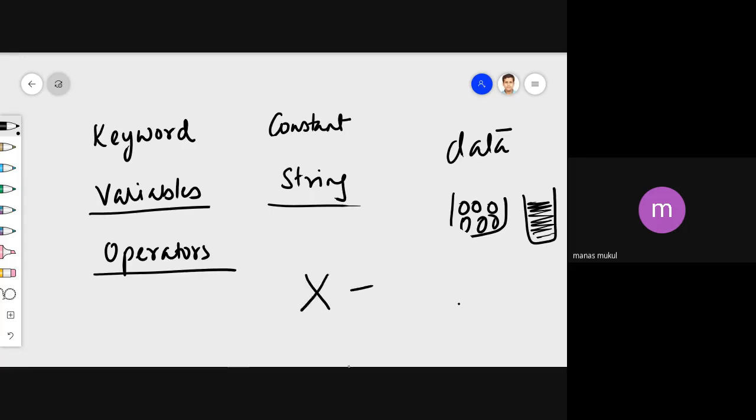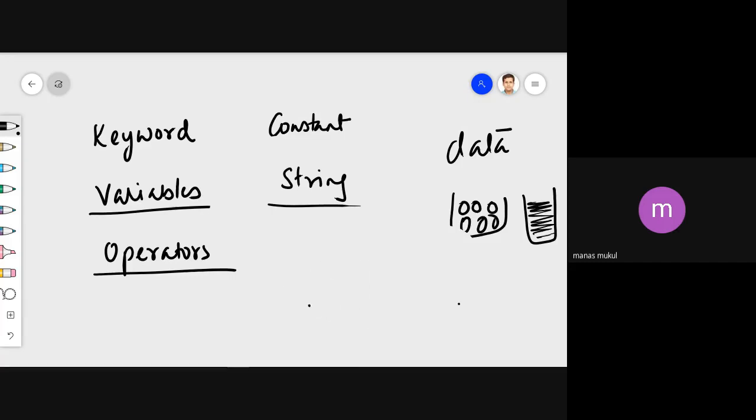So I say X is equal to 5. X is a variable which is storing some data. What is the data it is storing? 5. Can I change that data to 6? Yes. But what is X? X is a container, and that's a variable. All right.